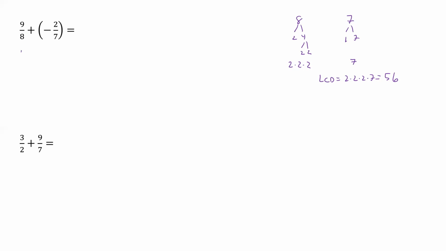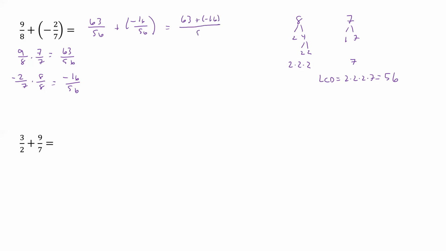So now we convert these. 9 over 8 times, well, we know we have to take that times 7 over 7. So that's going to be 63 over 56. And then we have a 2 over 7, and it's a negative, times what? Well, it's going to be times 8 over 8, so it's going to be a negative 16 over 56. So now what we have is 63 over 56 plus a negative 16 over 56. So that's 63 plus a negative 16 over 56.